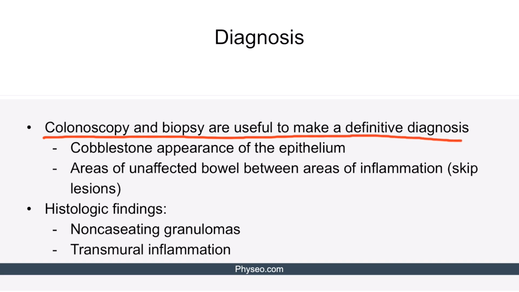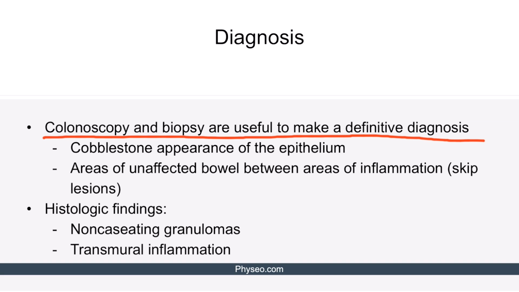Colonoscopy and biopsy are used to make a definitive diagnosis. Colonoscopy will typically show nodularity and normal mucosa separated by ulcers that are serpiginous or linear. This is often referred to as the cobblestone appearance. There are also areas of unaffected bowel between areas of inflammation. The areas that are unaffected are called skip lesions, and they are a supporting finding of Crohn disease.